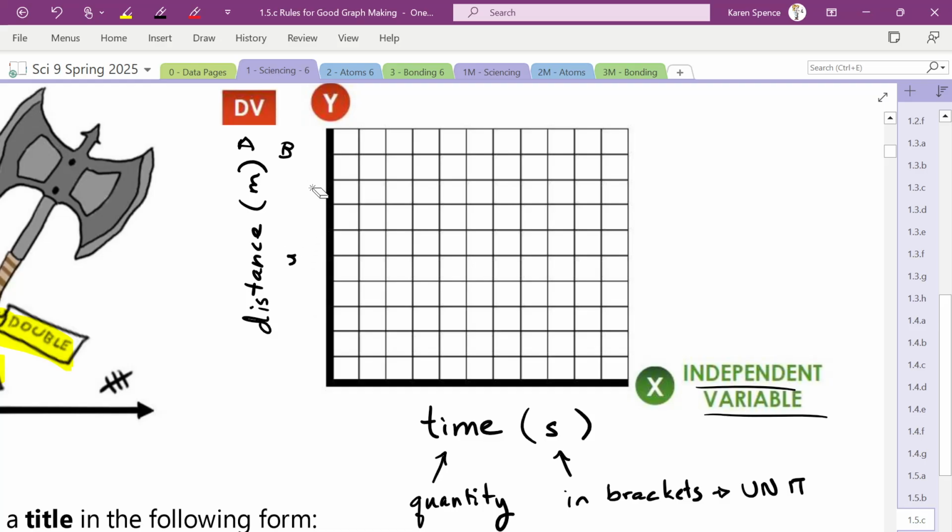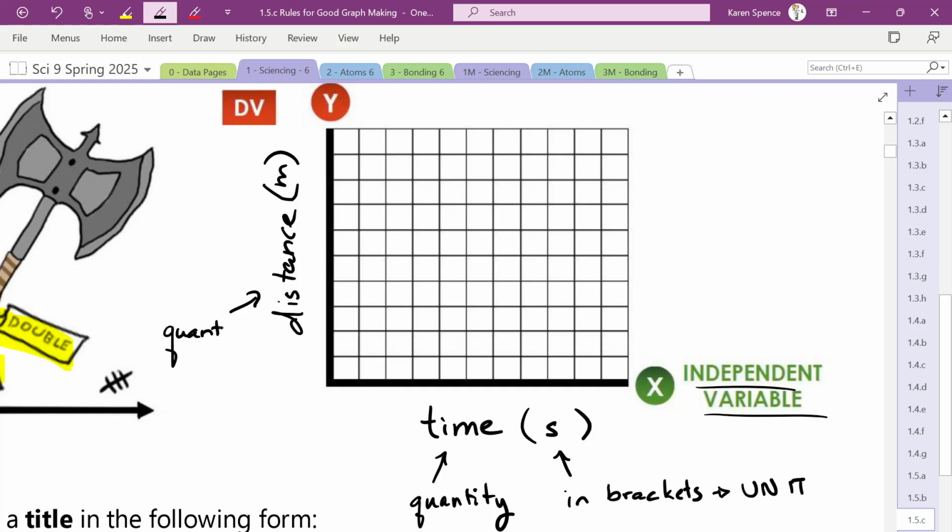So we don't go this way. We always have it starting at the bottom and going up. I don't know why. So this is distance in meters. So once again, we have the quantity, and we have the unit in brackets.